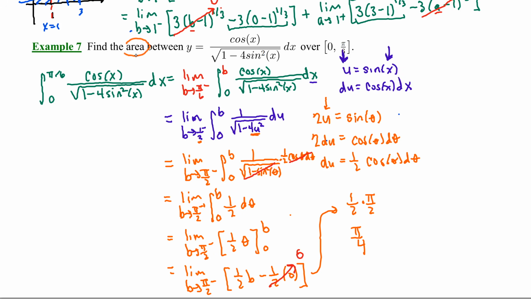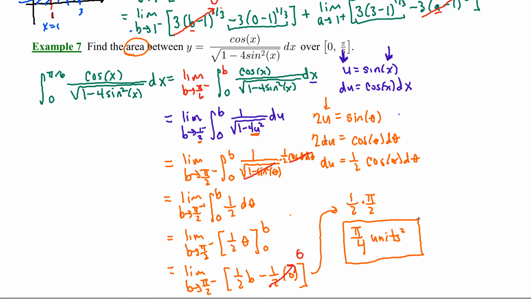Recall that we were finding the area between the curve and the x-axis, so let's indicate that we just determined a two-dimensional area by including pi over 4 units squared. So the area between that curve and the x-axis from 0 to pi over 6, where we have a discontinuity at pi over 6, is finite, and we calculated exactly pi over 4 square units.